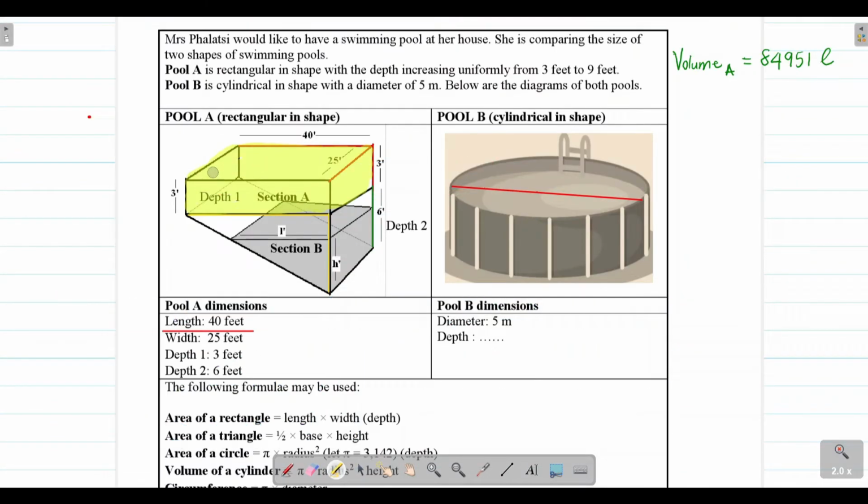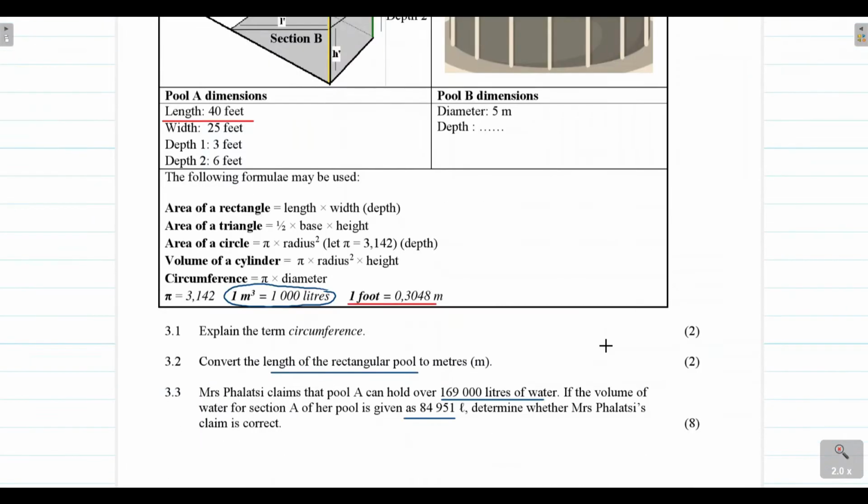How do we now calculate the volume of section B? Because remember, we want to find out what is the volume of section B. We already have the volume of section A. We want to see if you add these two volumes together, do we get a number of liters that is over 169,000? That's what we're trying to check.